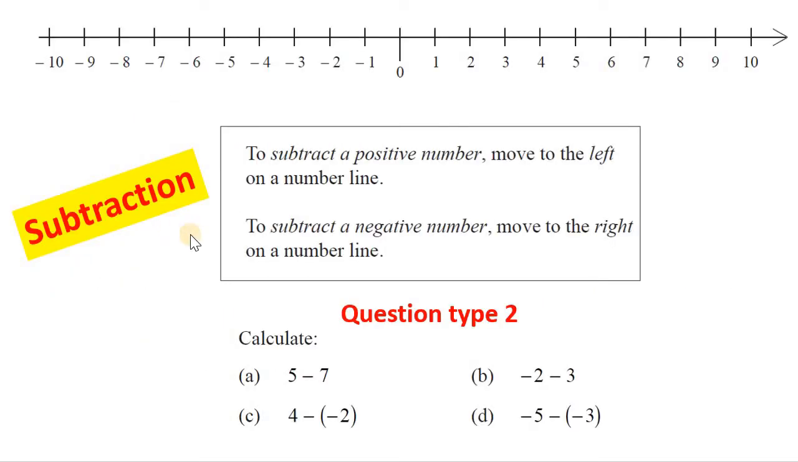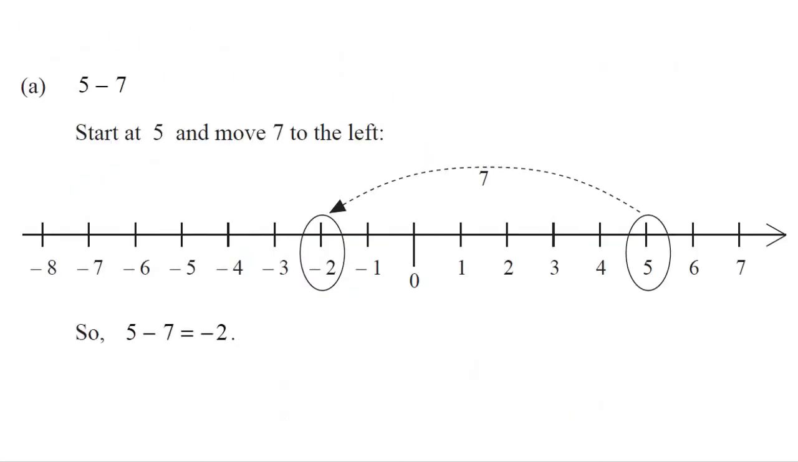Now let us do some subtraction questions. We already remember the rules for subtraction, so let's start straight away. The first question is 5 minus 7. Remember, we have to start with 5. This is where we start. And this is 5 minus 7, which is minus a positive quantity. So you have to move to the left. How many places? 7 places. You start with 5 and move 7 places and you get to minus 2. So that's the answer.